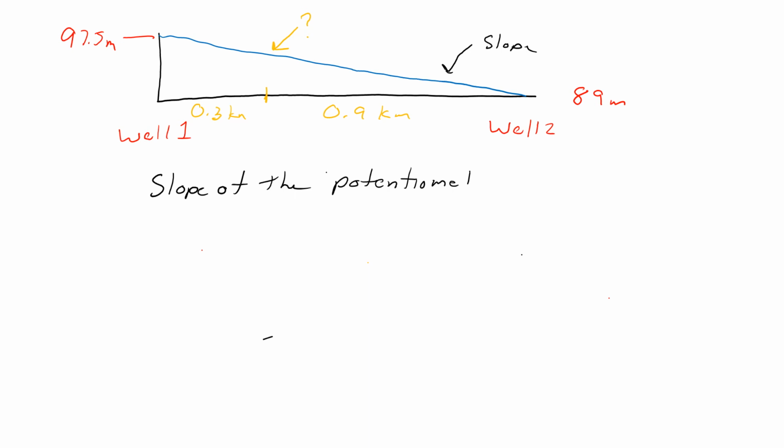You could do this with trig as well. Should get the same answer. Also known here as the hydraulic gradient. It's how much the head drops per unit distance. We know the total distance between well 1 and well 2 is 1.2 kilometers. And we know that the head drops by 8.5 meters over that distance.